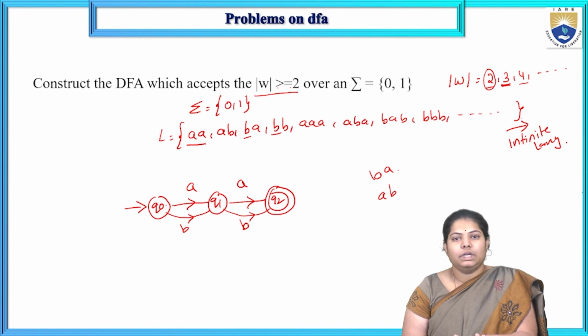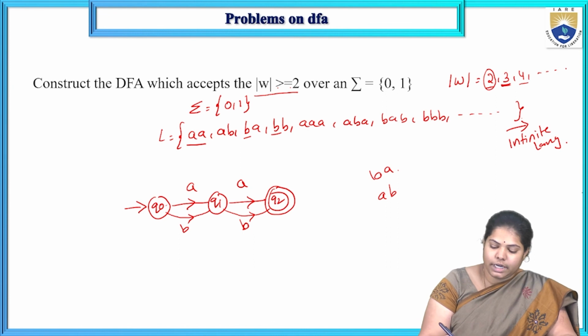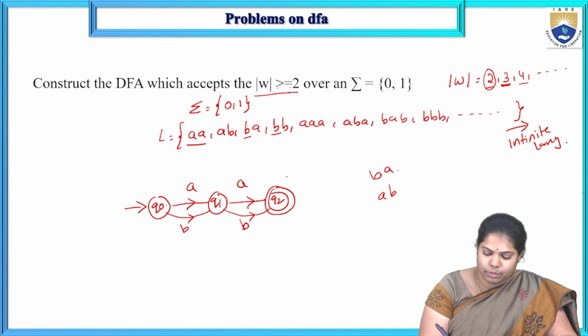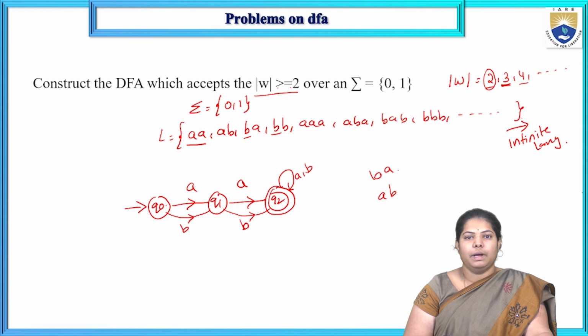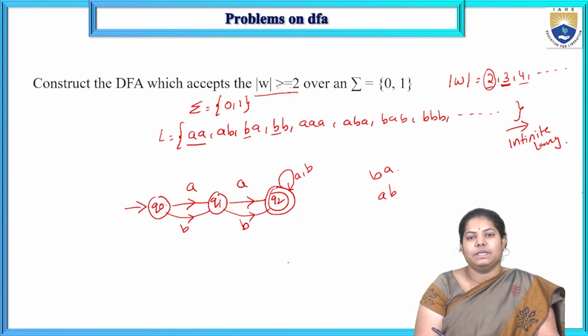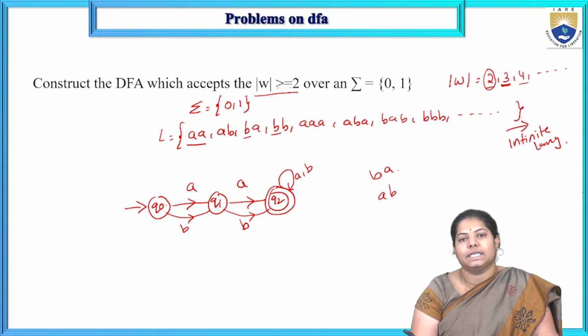Till now my two length strings got accepted. But what about strings of 2 and above? In order to accept 2 and above strings, we simply keep a loop over here A comma B. Loop over here A comma B. That means it accepts the string lengths which are equal to 2 and greater than 2.